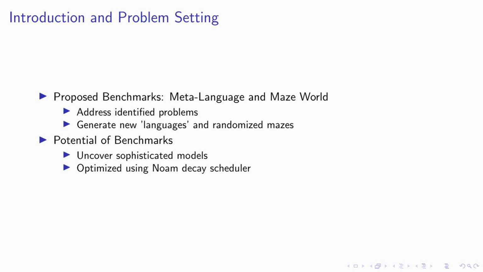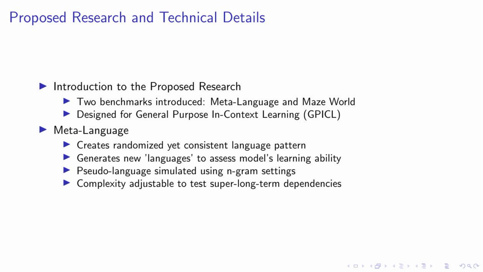These benchmarks hold great potential. They can help us uncover more sophisticated models and optimization techniques. For instance, we've used the Noam decay scheduler to optimize the meta-language and Maze World baseline models. This scheduler peaks at a learning rate of 10⁻³ after an initial warm-up phase of 1,000 steps. In essence, our work is a step towards understanding and enhancing the capabilities of AI models in learning and navigating through complex, unpredictable environments. We believe these benchmarks can significantly contribute to the research of in-context learning and general-purpose in-context learning. Our research introduces two innovative benchmarks, meta-language and Maze World, specifically designed for general-purpose in-context learning, or GPICL.